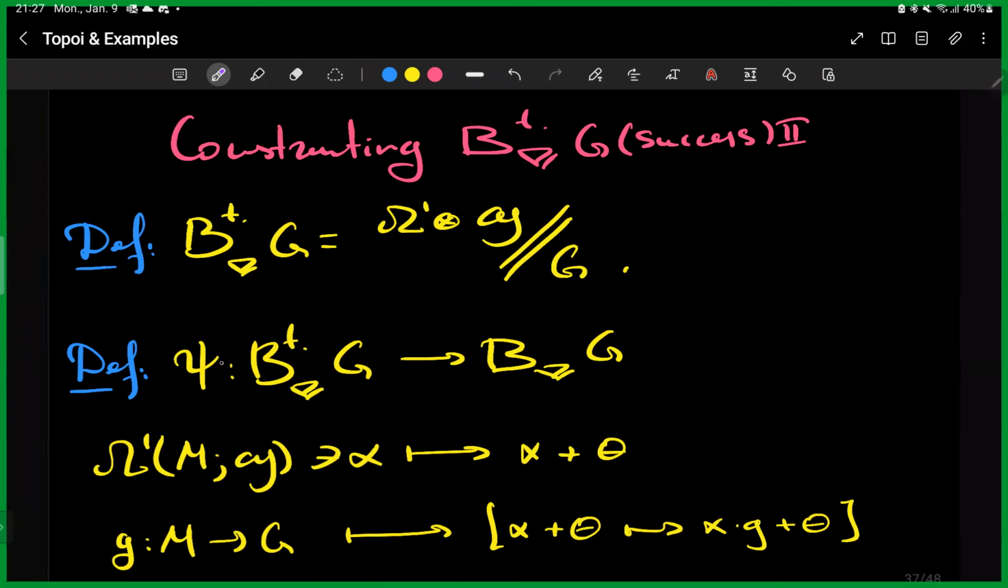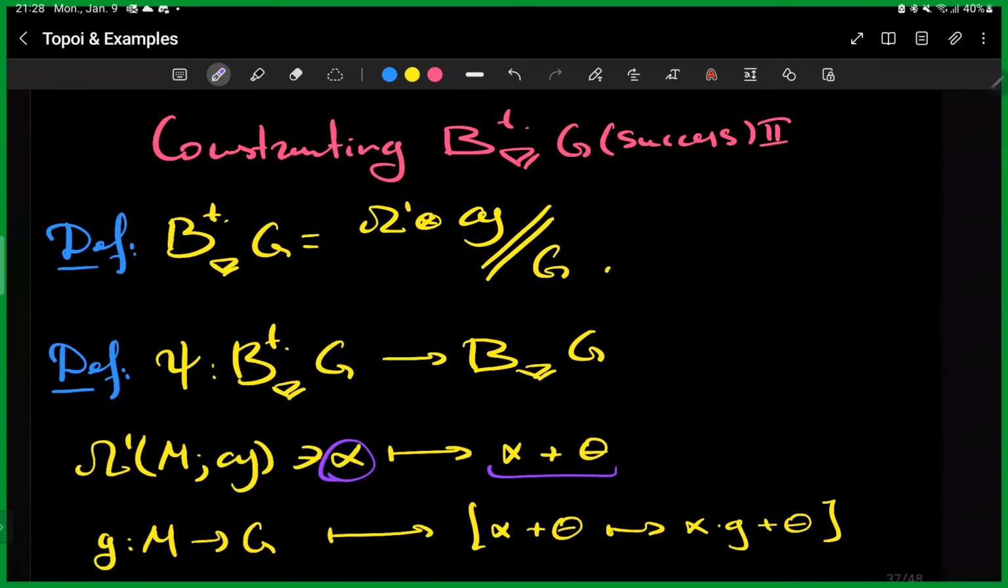And we have a morphism from this simplicial presheaf into this simplicial presheaf, which works like this. We just take a one-form, and then we map it into the sum of alpha and the Maurer-Cartan form. And if we have a morphism, then we map it into the appropriate corresponding morphism. So we just map alpha plus θ into α^g plus θ.